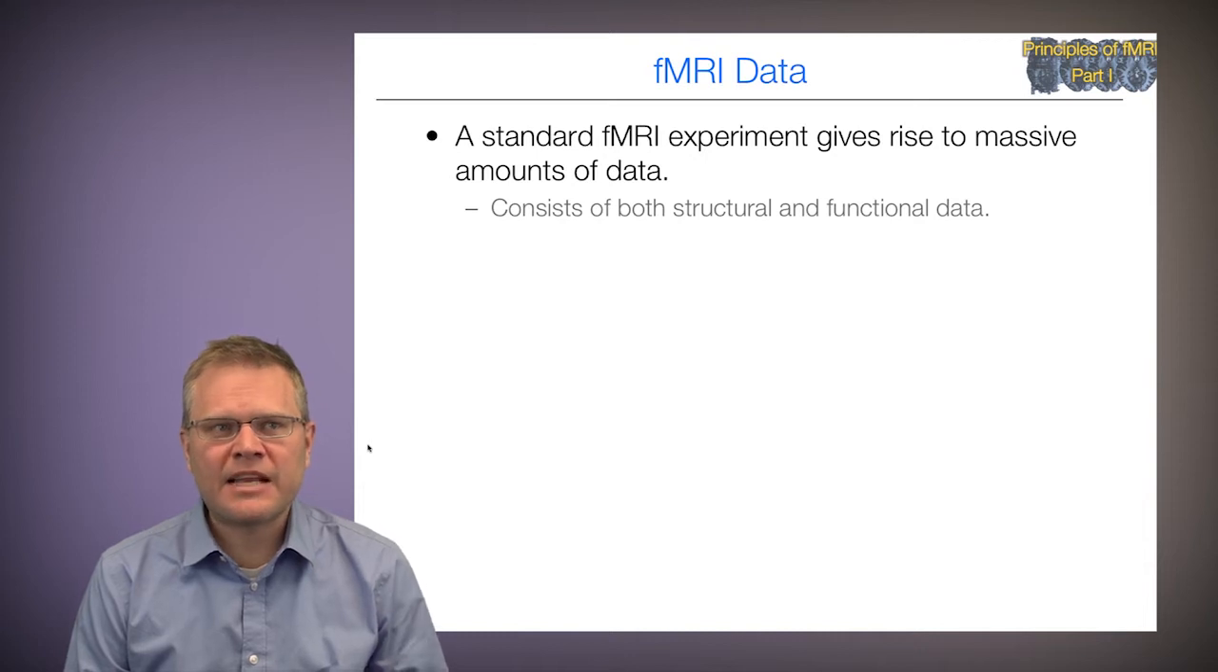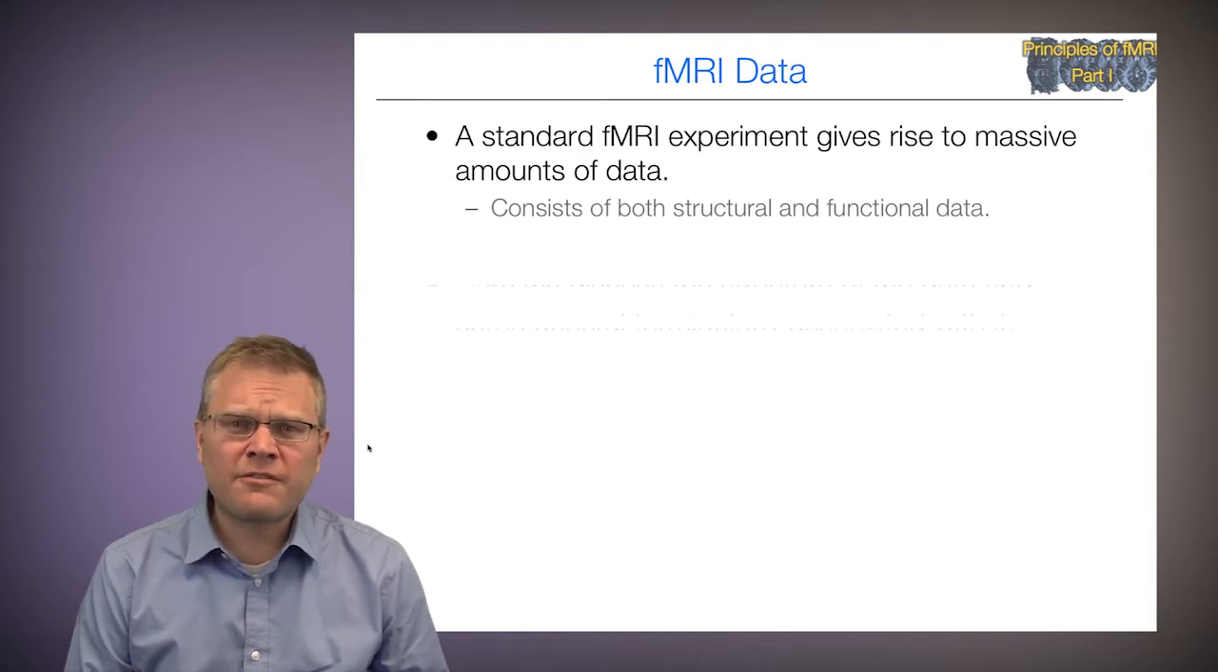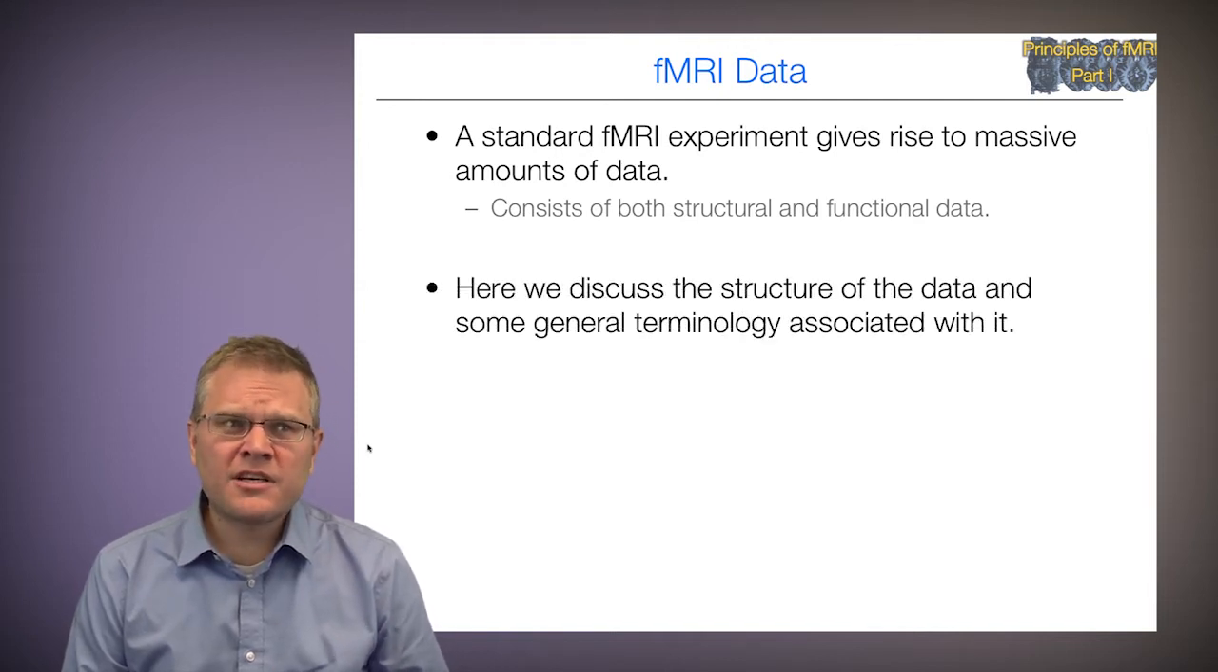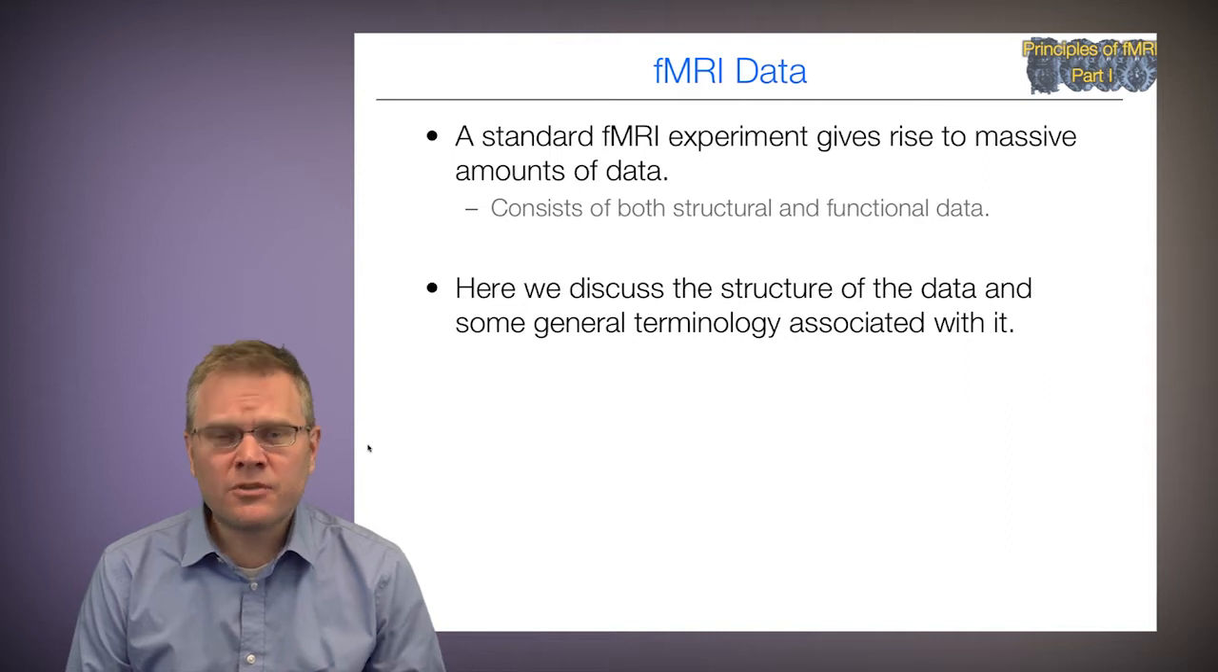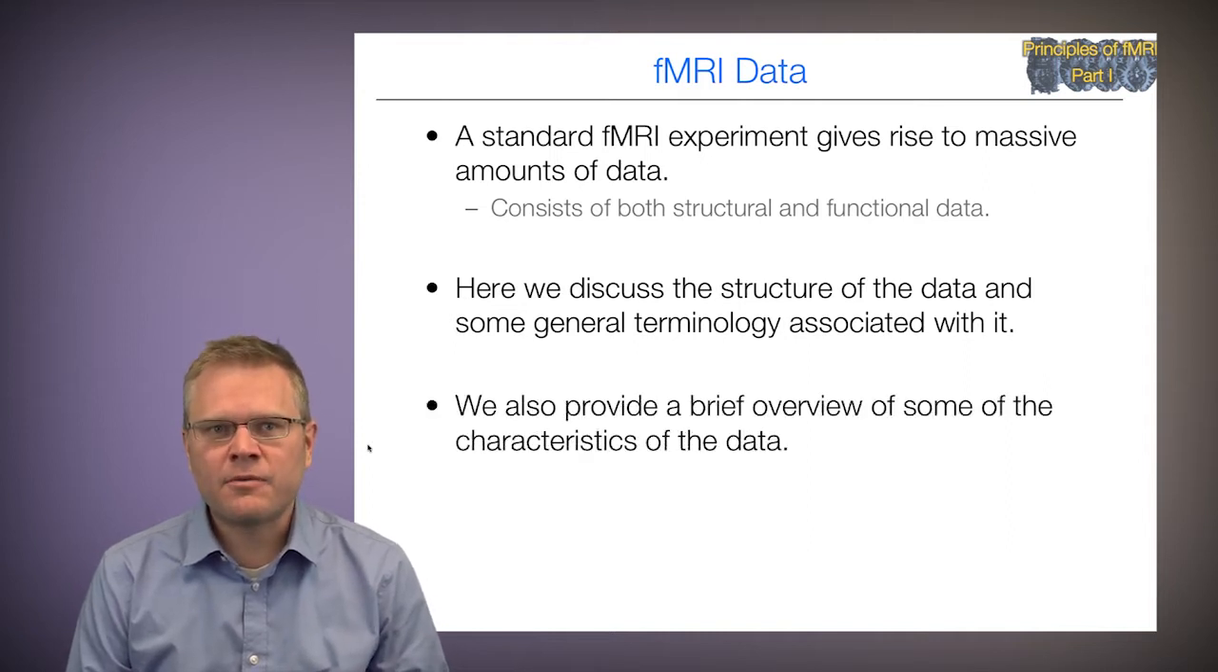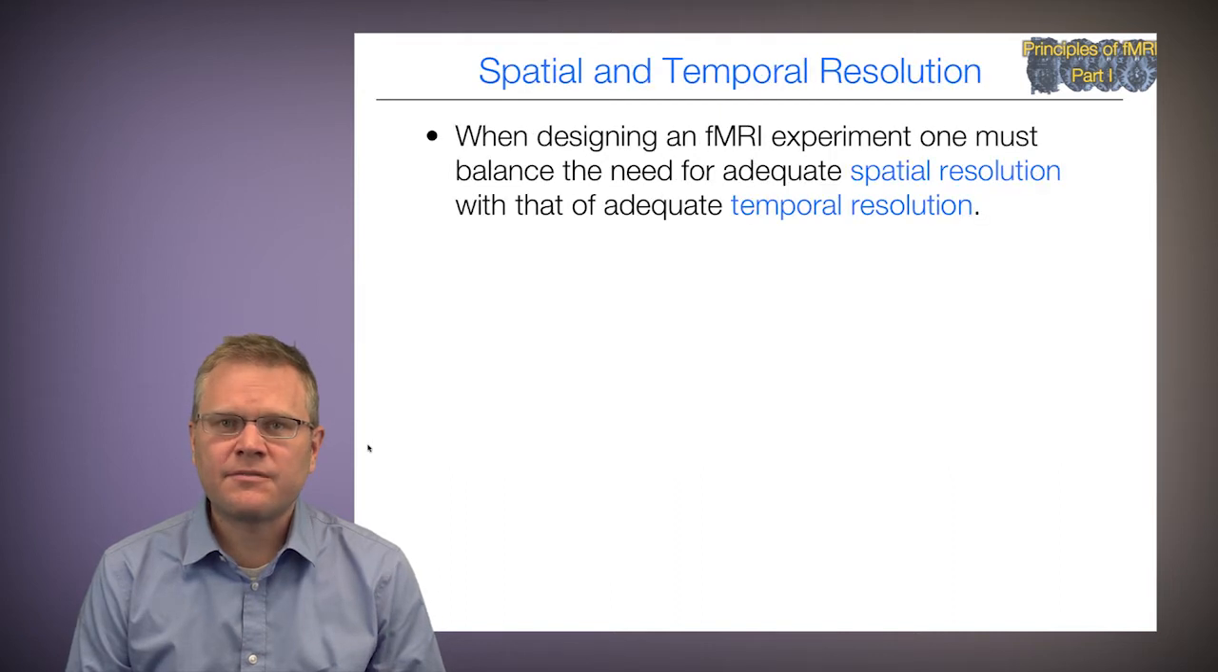We talked about that in the last module. Most standard fMRI studies consist of both structural and functional data. Here we discuss the structure of the data and some general terminology that's associated with it. We're also going to provide a brief overview of some of the characteristics of the data.